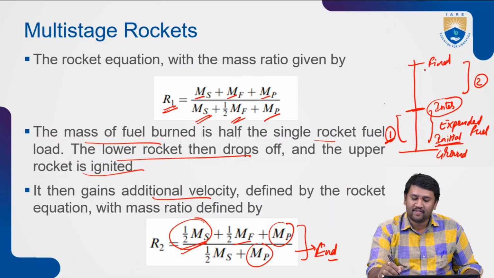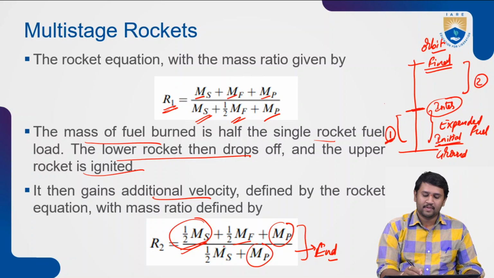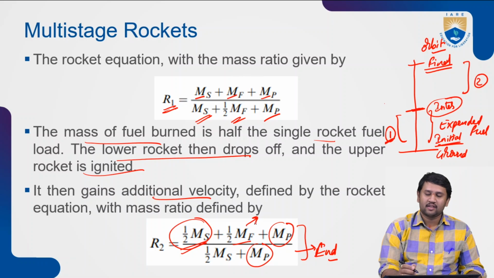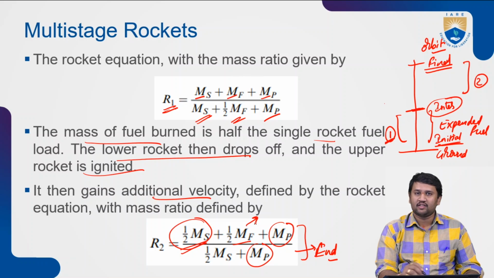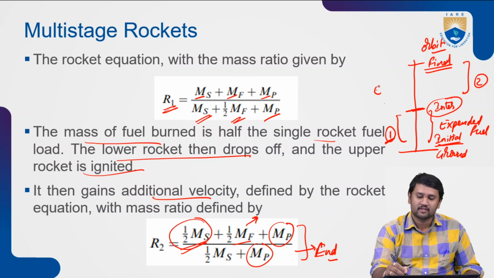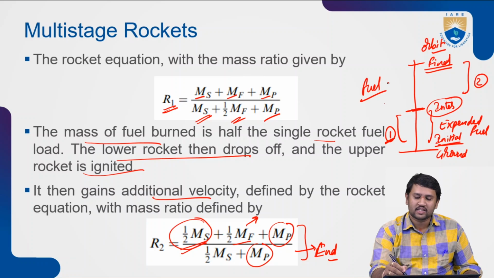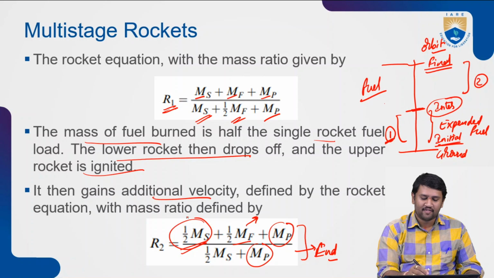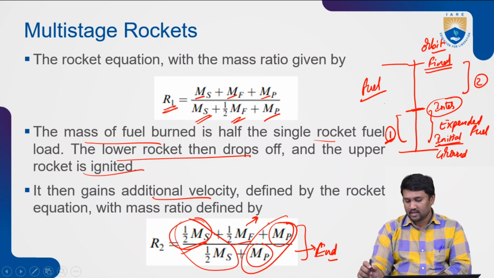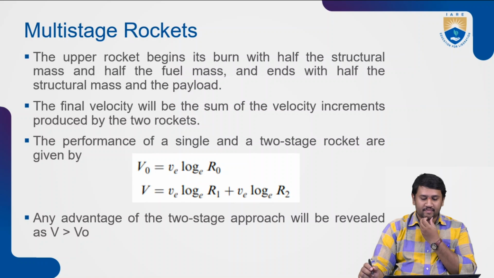But at the final stage or final orbit stage, what happens? You are expending your complete fuel, right? You are done with your fuel expenditure. The complete fuel gets exhausted at the top. What remains basically is the same half of the structural mass and the payload. Now, based on this, what happens?